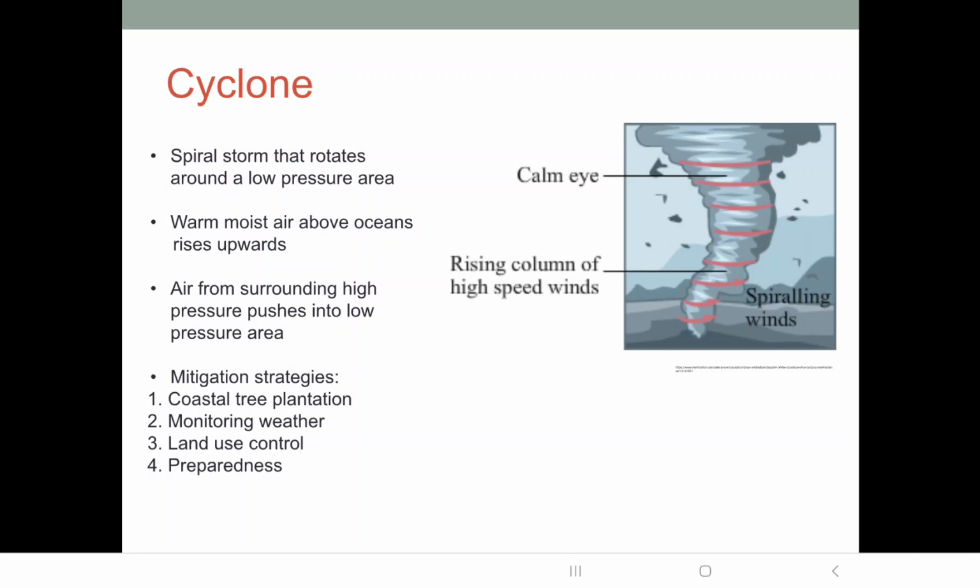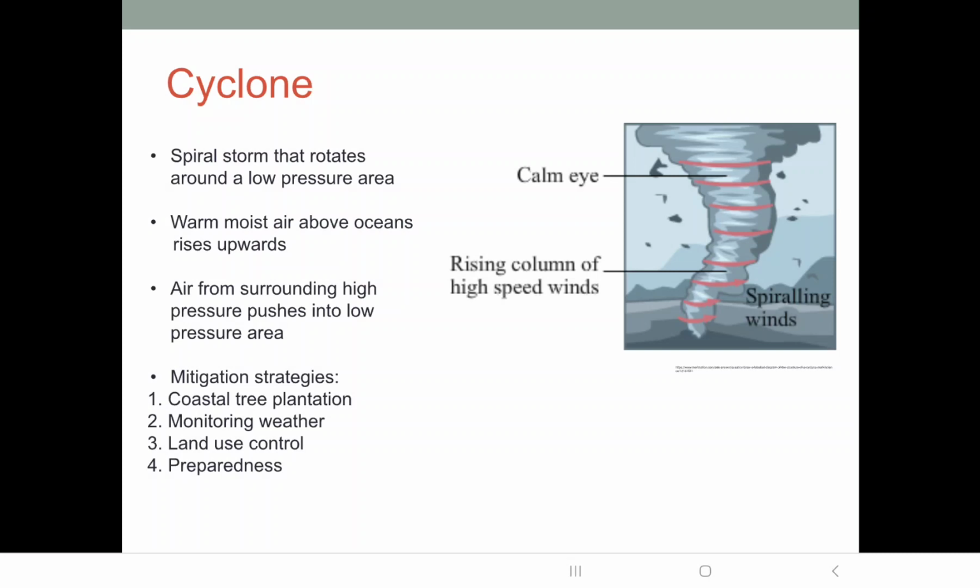So how is a cyclone formed? See, cyclones are formed when warm, moist air above 26 degrees over the ocean rises upward. Okay, so warm and moist air is formed just on the surface of the ocean. The temperature has to be 26 degrees. It rises upward. Okay, so what happens then, a low pressure area is created, and the air from the surrounding high pressure moves into that low pressure.